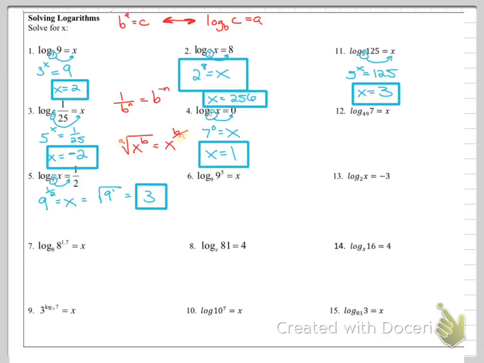Okay, number 6. Do you remember the special property? If you don't, I'll rewrite it. 9 to the x equals 9 to the 5th. Well, these match, so the exponents must match. X equals 5. But if you remembered the property, it's like the log base 9 of 9 crosses out, and the answer is just 5.